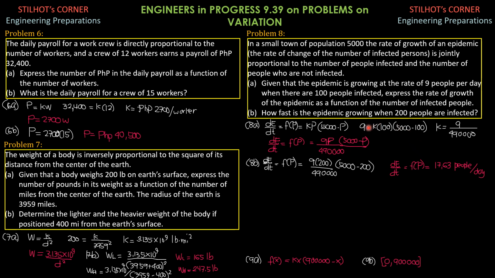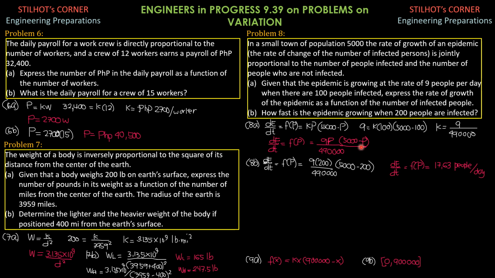So let's solve for the constant. 9 equals constant times people infected 100, times not infected 5,000 minus 100. Solving for K is 9 over 490,000. So that's the constant of proportionality. Therefore, the formula for F(P) or dE/dt is 9 over 490,000 times P times 5,000 minus P.